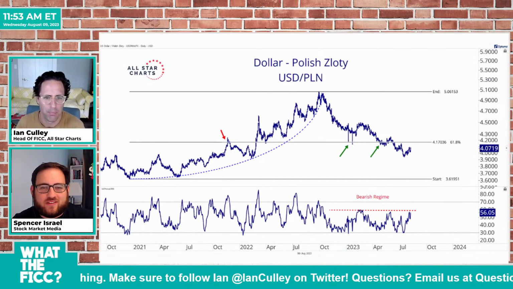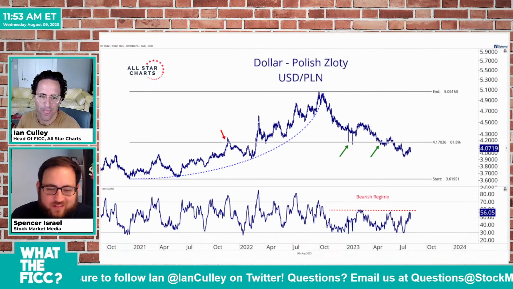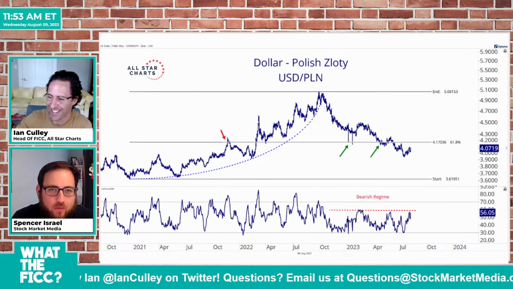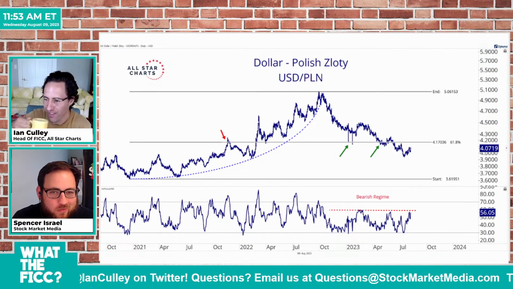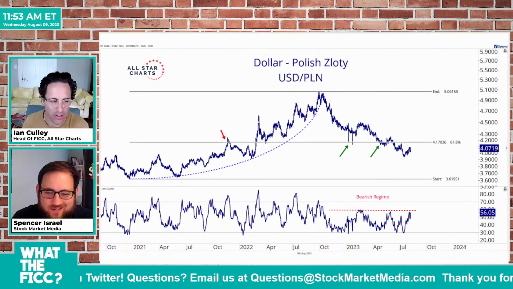The zloty. Oh, the zloty. I know I butchered that one. I have some zlotys somewhere. Do you really? You got some zlotys? Nice. I was in Poland many years ago, and I took some home. I don't know where they are, but they're very colorful, very pretty. Beautiful country. Yeah.